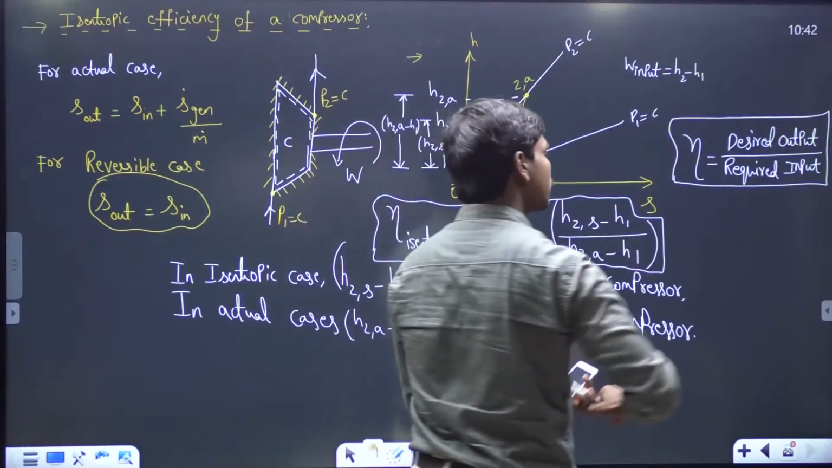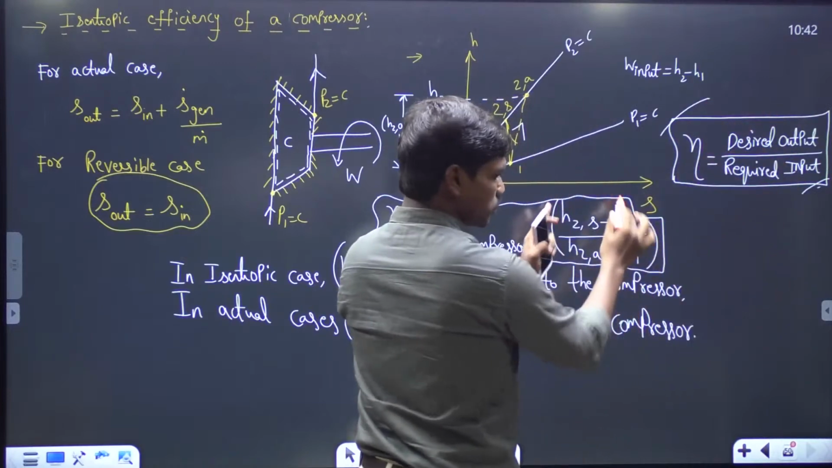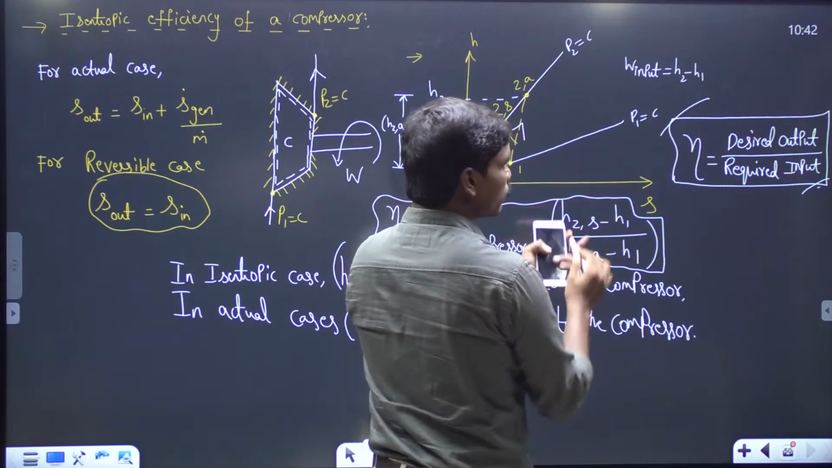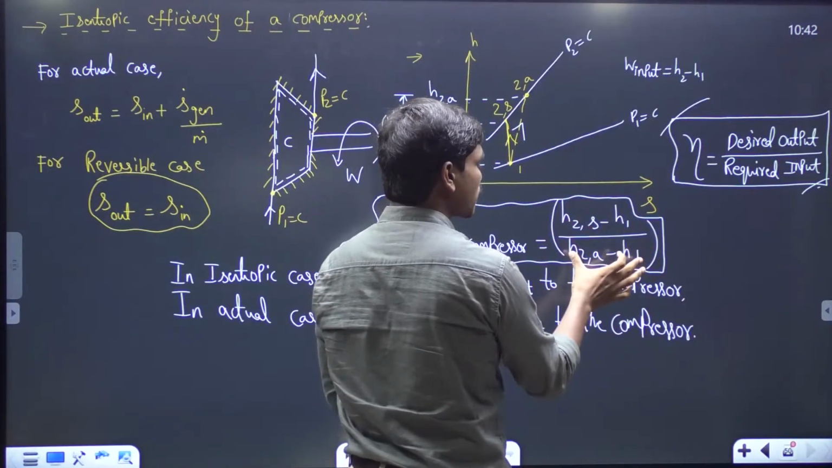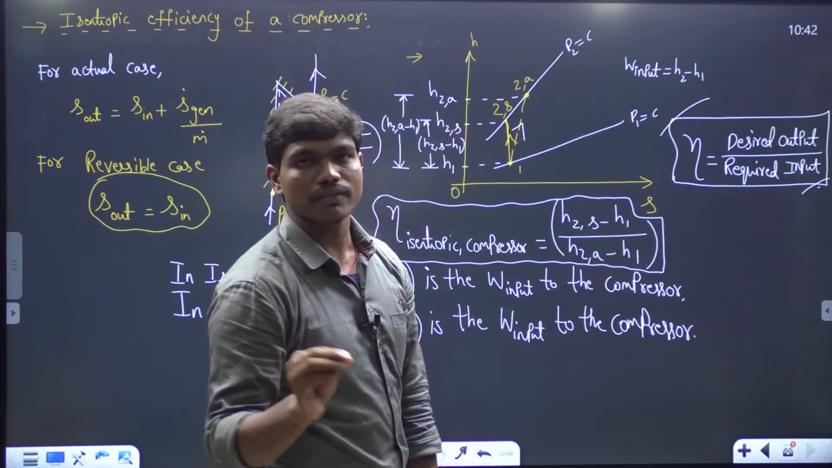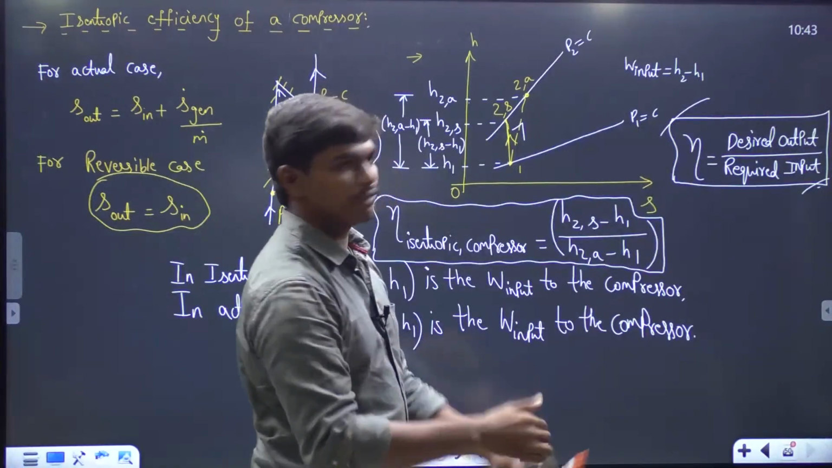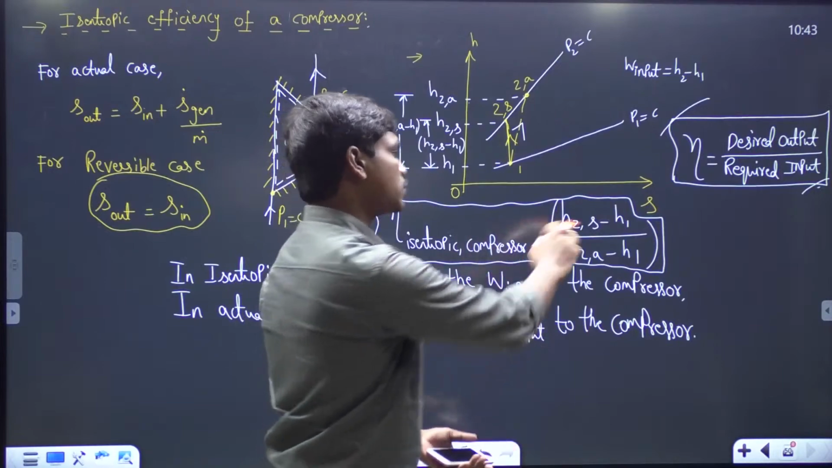You need to always remember this formula, because you are planning to add this much work to the compressor, but in order for the fluid to gain this much work, actually you need to supply this much work, H2A minus H1, because some part of the supplied work is always getting destroyed. We'll see why there is energy destruction. That's why the chapter exergy is coming, but this is what is happening, correct?